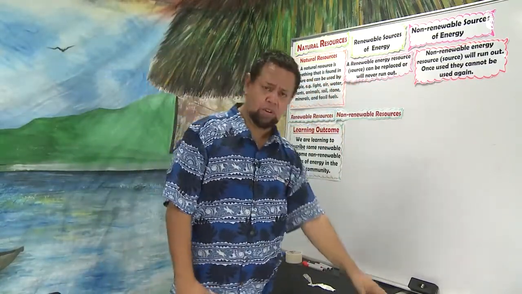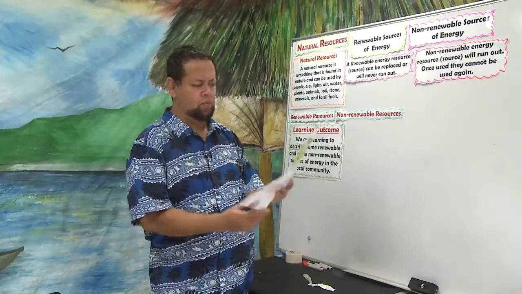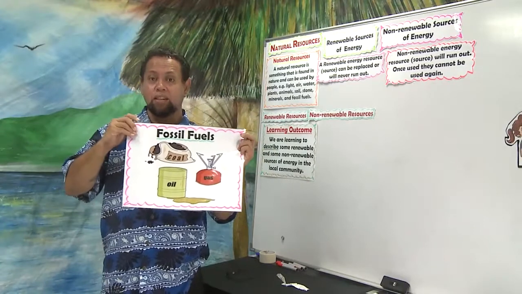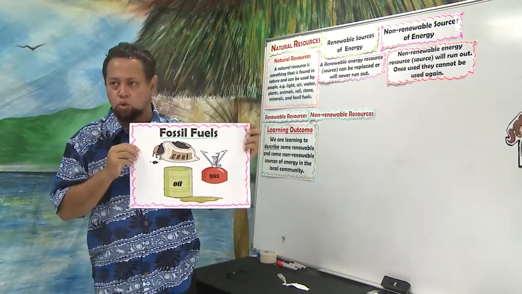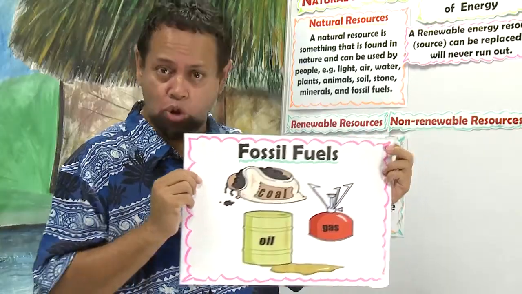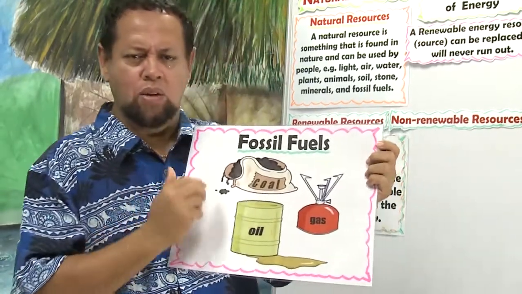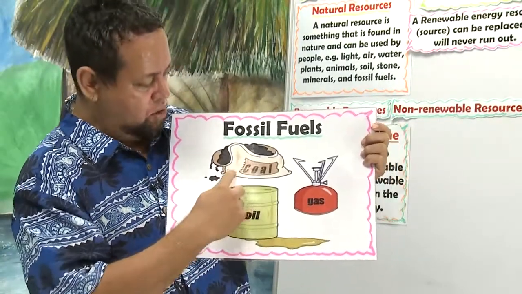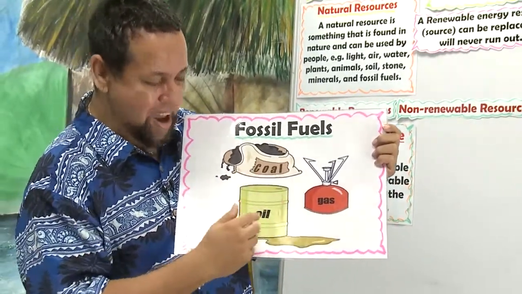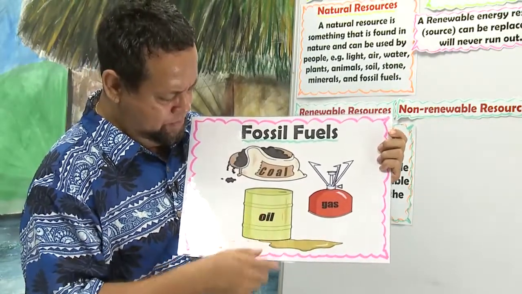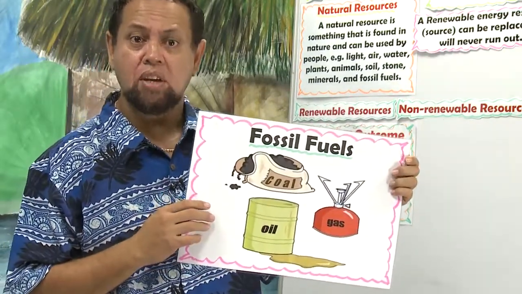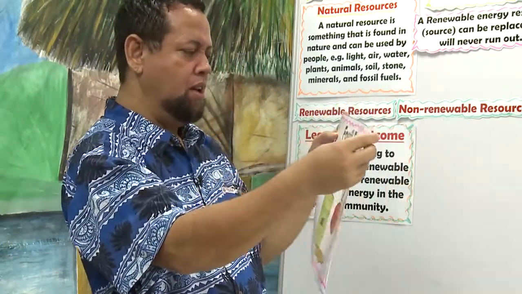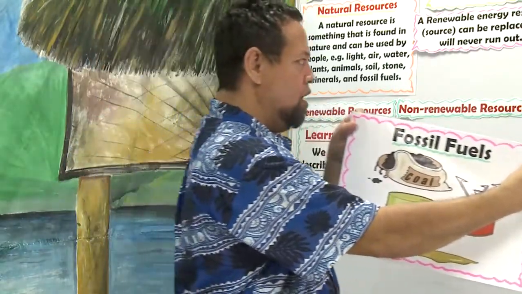So shall we look at the fossil fuels? Remember that in year six, we studied fossils. When you were in year six, you studied fossils. Okay, let's have a look at the fossils. They are some of the very non-renewable sources of energy. Fossils will make coal, the gas, and the oil. So we put them up here. The fossil fuels.